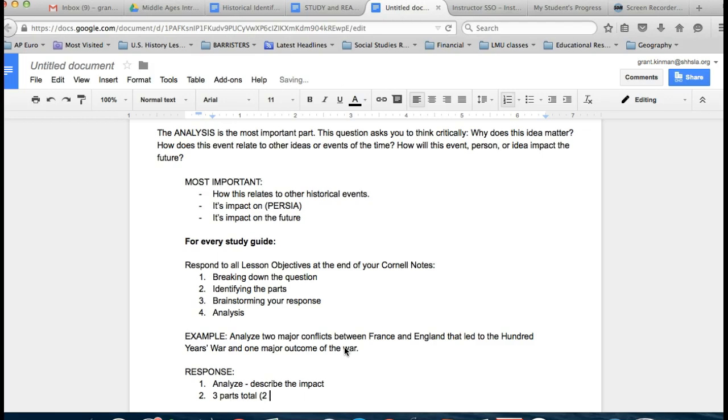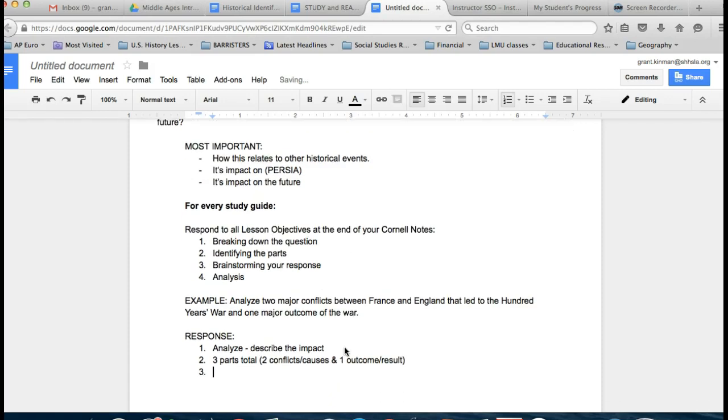Two essentially conflicts. You could also call those causes. And one outcome. We could call that a result. Okay, so that's 2, 3. Brainstorm your response. Okay, so that's where I got to go back to my notes and think, what are some potential ideas for this? I'm just going to throw a couple out. Land disputes, succession issues, who's going to be king next, and that's enough for our brainstorm for now.